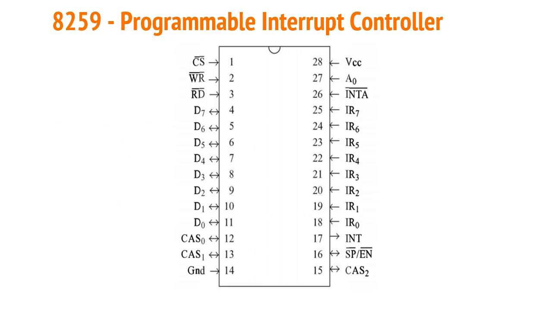This picture shows the pin diagram of the 8259 programmable interrupt controller. It has got 28 pins.